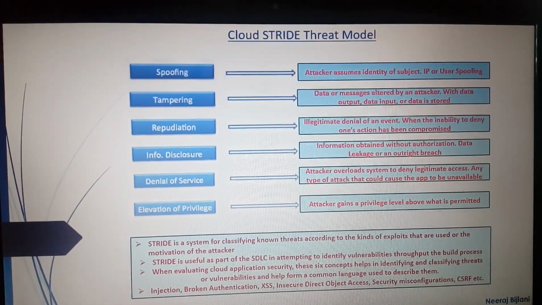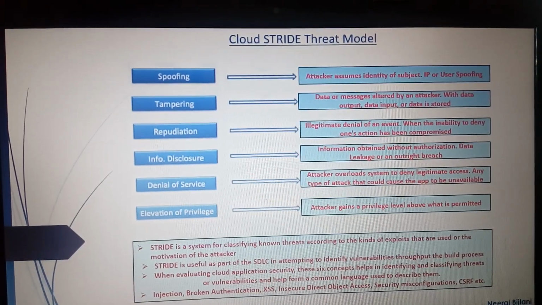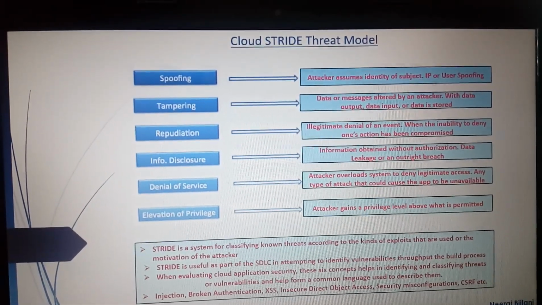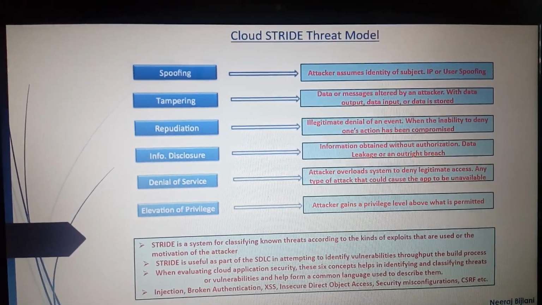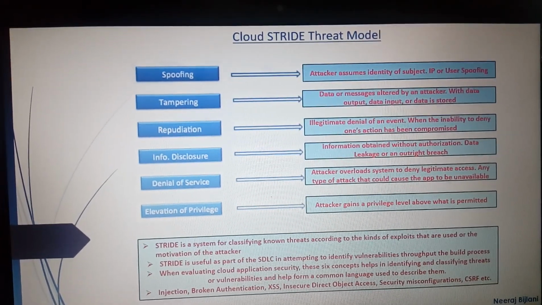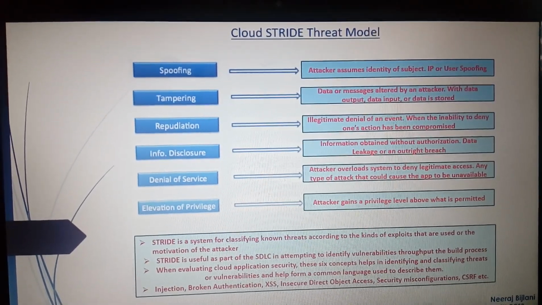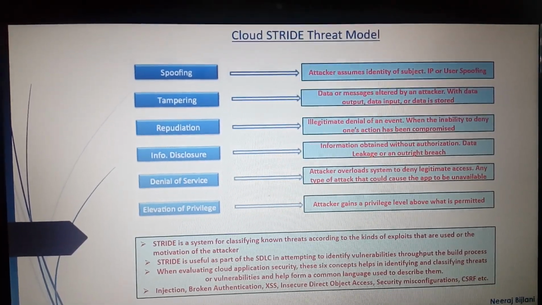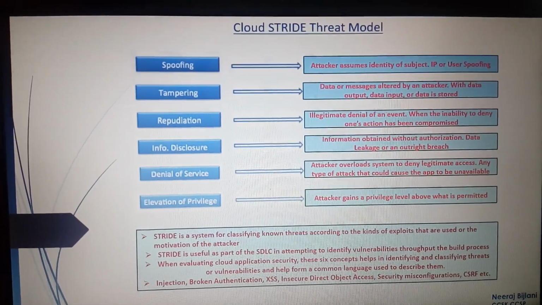Third is repudiation, where you are unable to deny that an action has been compromised. Just think about ransomware. Your system is compromised, and for some ransomware an attacker is demanding some money, but you are not able to deny those actions. That's repudiation, an illegitimate denial of an event, right? This is the most common threat nowadays, right?